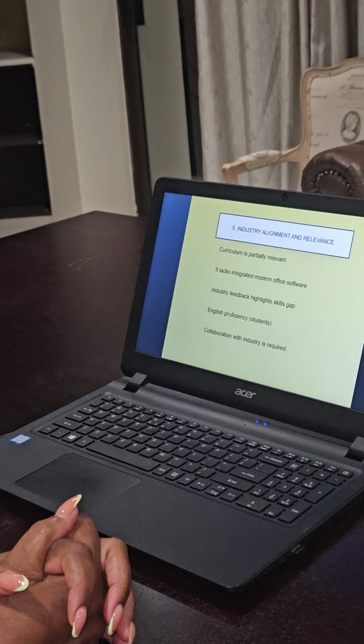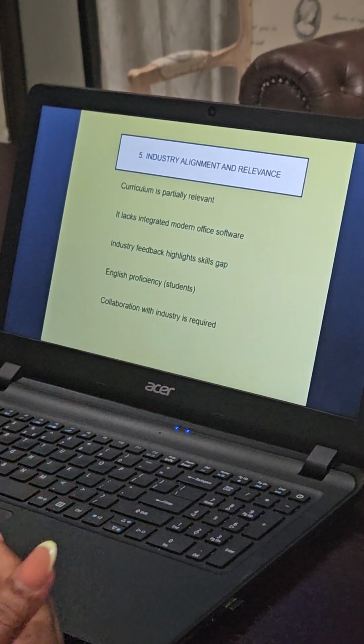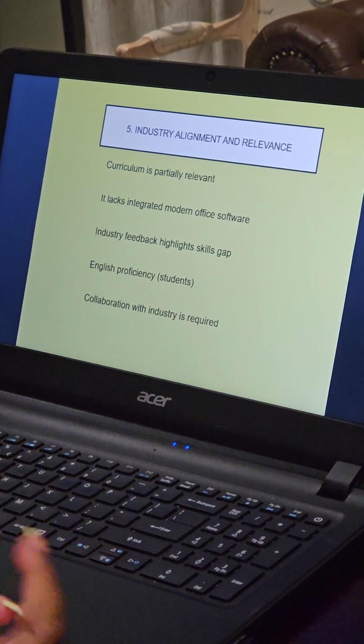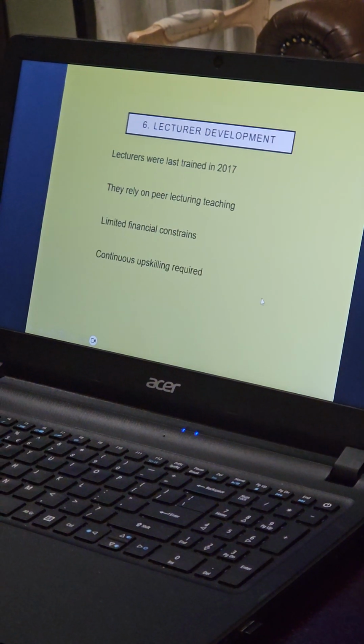So we need to do something when students are at our colleges, where we give them more information regarding English so that they can improve. And we also need to collaborate with industry.